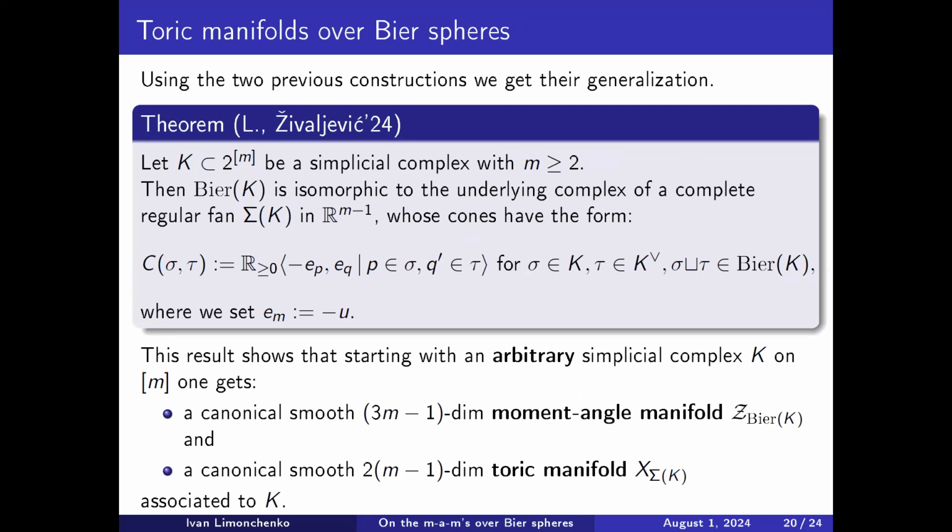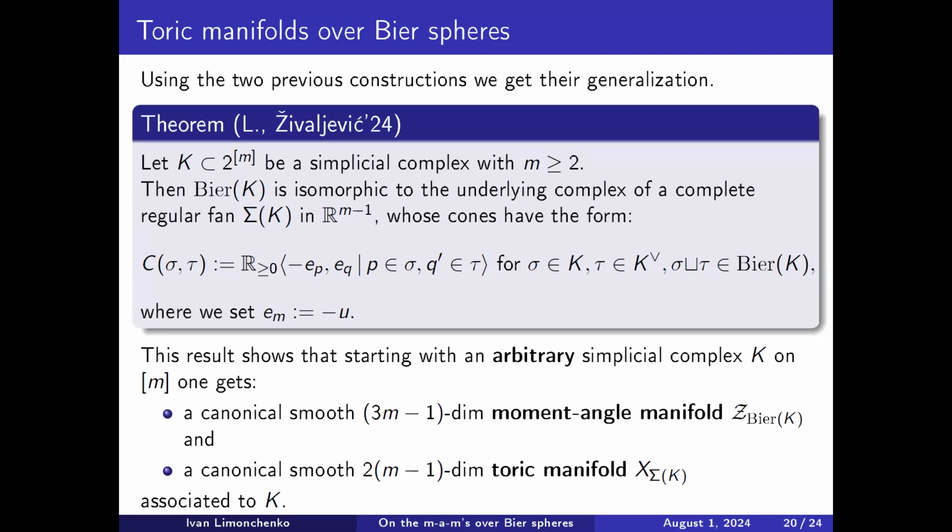And we succeeded actually, and that's our, as I mentioned, ongoing research project with Professor Živaljević. For any simplicial complex, of course, I should say different from the whole simplex on the M vertices, because Bier spheres are not defined for the complete simplex. A Bier sphere is isomorphic to the underlying complex of a complete regular fan in R^(m-1).